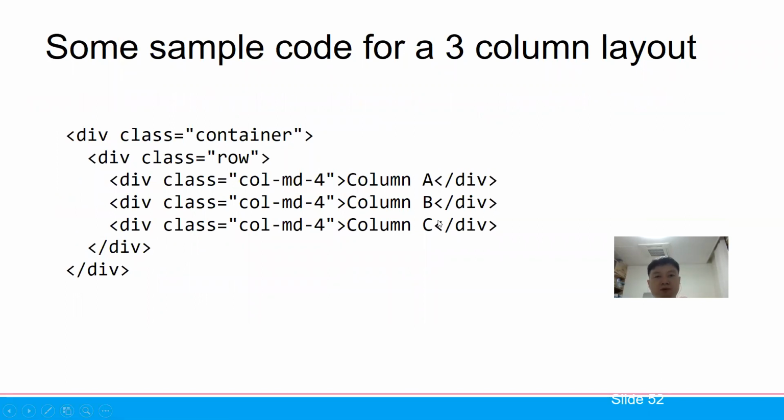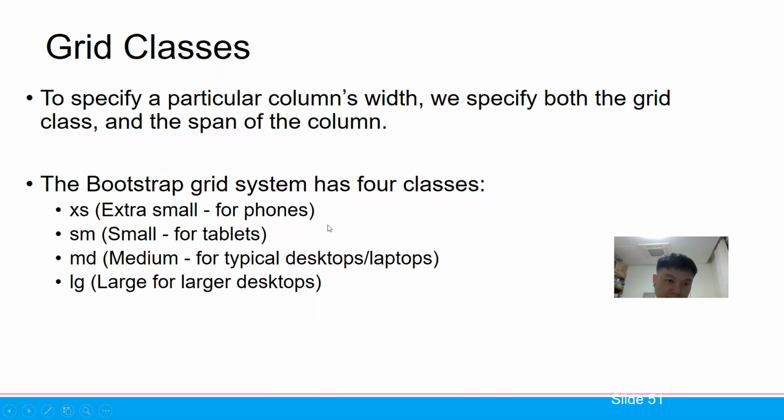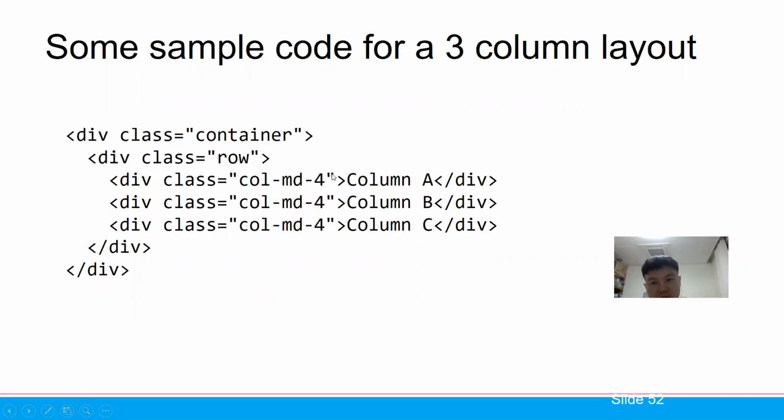So here is some sample code for a 3-column layout. We have the container, we have the row, and then for 3 columns, we just define MD4, MD4, MD4. MD is medium, and then we have 4. So you know the total is 12. If I want to make 3 columns, then each is 4. So the content will be the column MD4. The 4 represents one column, and the size is 1/3 of the total. So we know the total is 12.